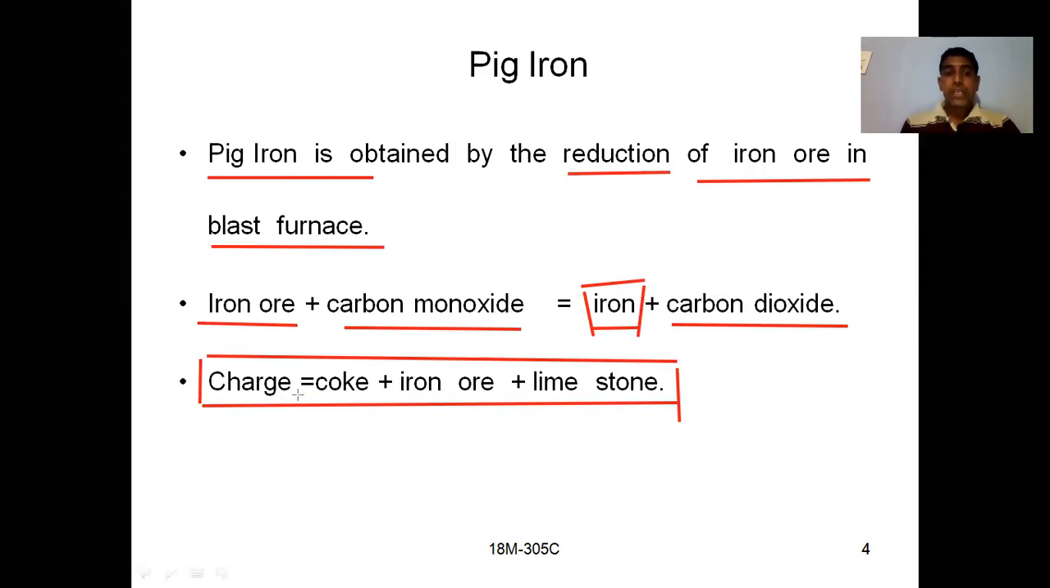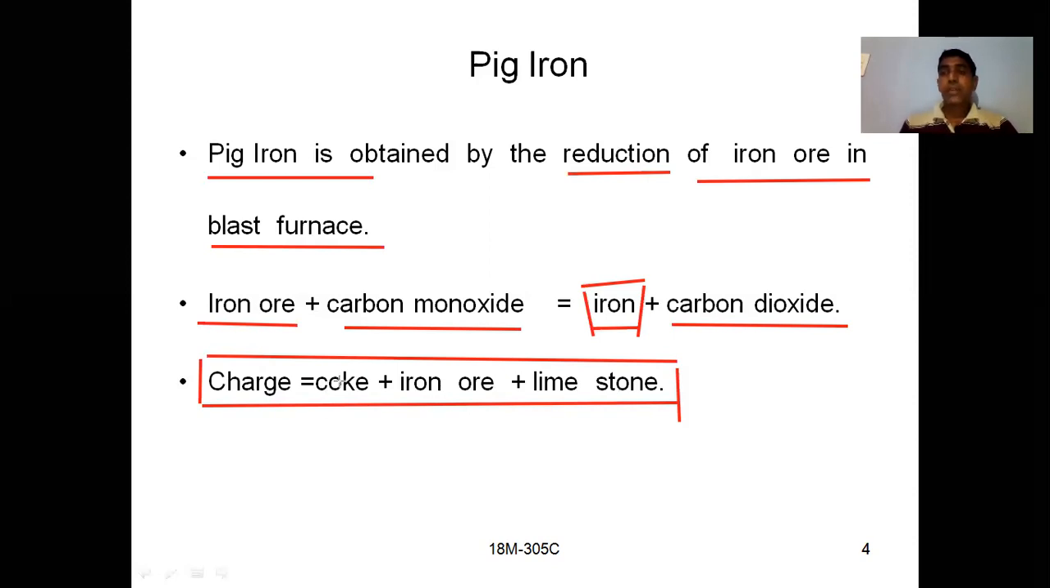And if you observe the charge, that means what is the raw material you are going to give to the blast furnace? That is nothing but your coke, iron ore and limestone. Along with these we give an oxygen blast, that means an air blast, but coke, iron ore and limestone are considered as the main charge.